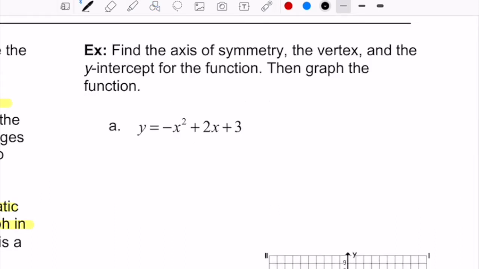On the next example, I'm asked to find the axis of symmetry, the vertex, and the y-intercept, and then create a graph for the function. For this one, I'll start out the same way: x equals -b over 2a. My b is +2. My a is -1. And -2 divided by -2 gives me +1. And so for this one, my axis of symmetry is the vertical line x equals +1.